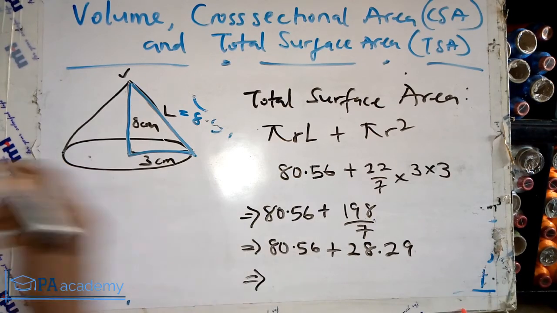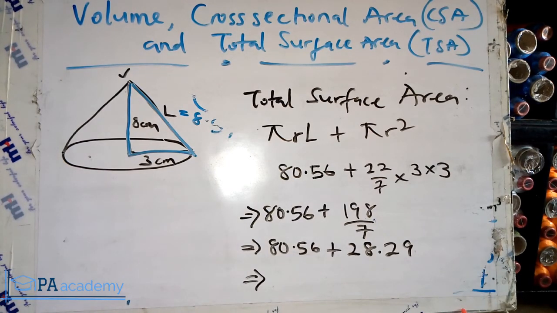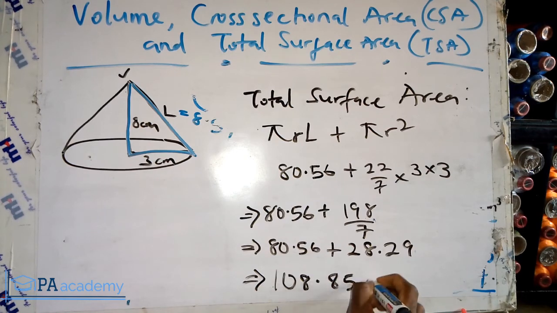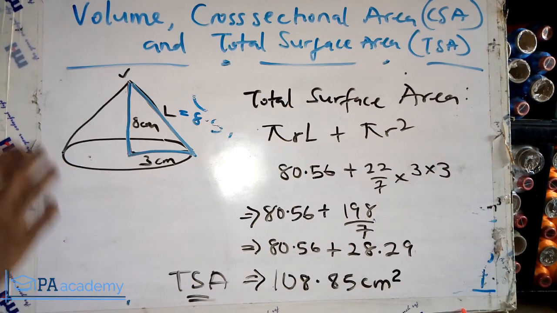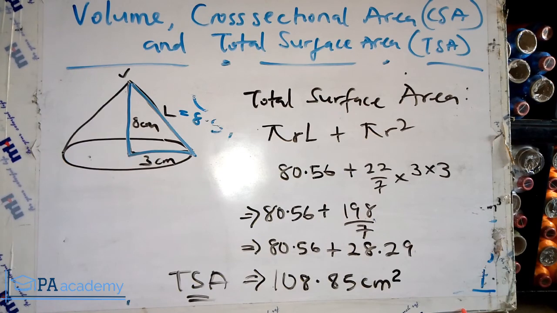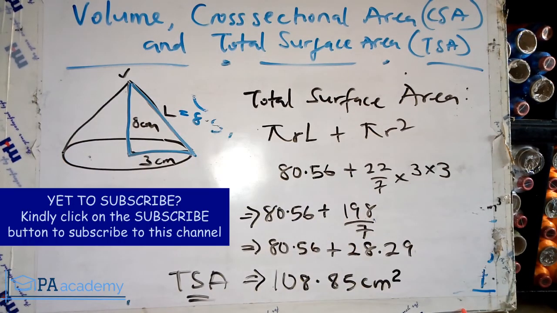By the time we add these two values together, 80.56 plus 28.29, what we get is 108.85 centimeter square. So the total surface area for this cone is 108.85 centimeter square. With that, we've come to the end of this video. What we've looked at so far is how to calculate the volume, the curved surface area, and the total surface area of a cone.